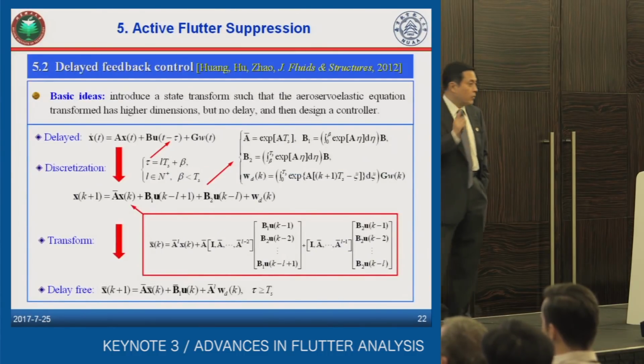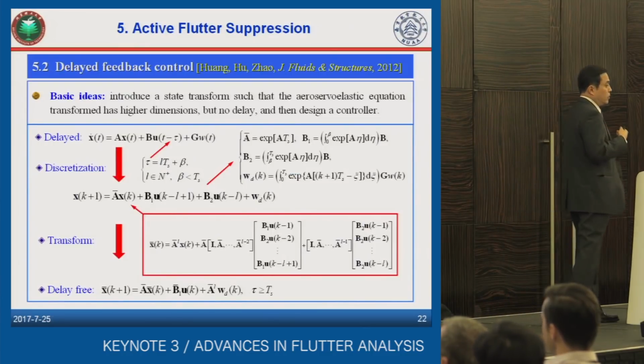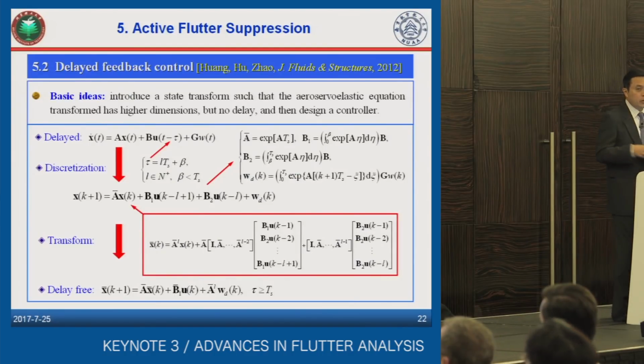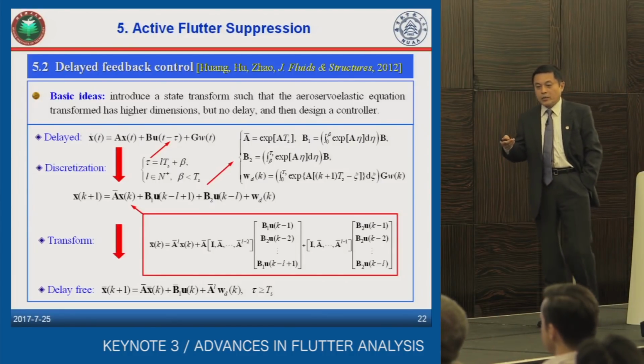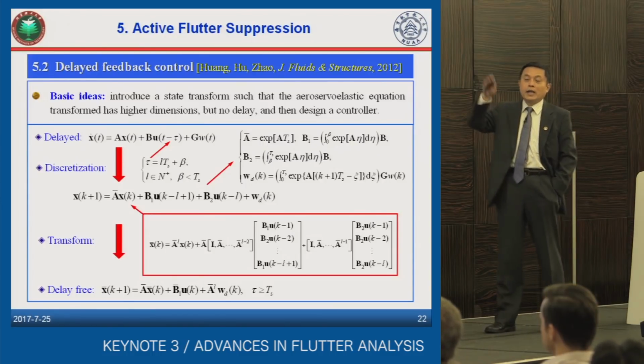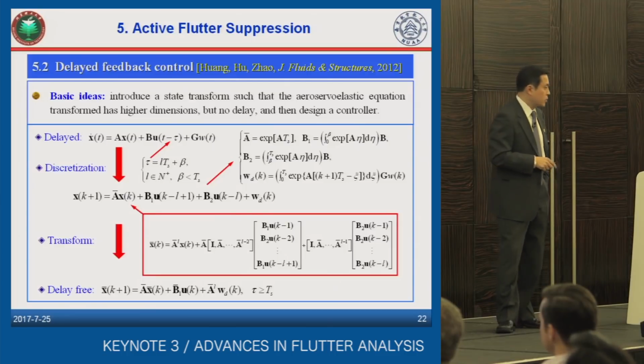The first one is the delayed control. Since we know we must have the time delay in our control loop, how do we deal with it? The basic idea of mine is to introduce a state transformation so that the new dynamic equation will have higher dimensions but does not have time delays in the control loop.